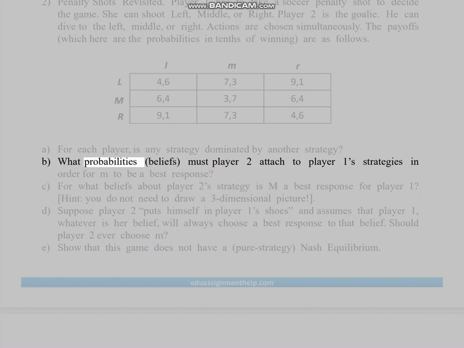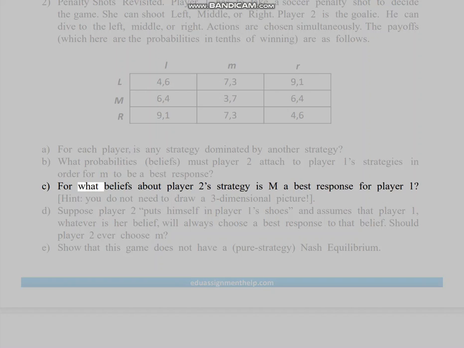A. For each player, is any strategy dominated by another strategy? B. What probabilities, beliefs, must player 2 attach to player 1's strategies in order for M to be a best response? C. For what beliefs about player 2's strategy is M a best response for player 1? Hint: you do not need to draw a 3-dimensional picture.